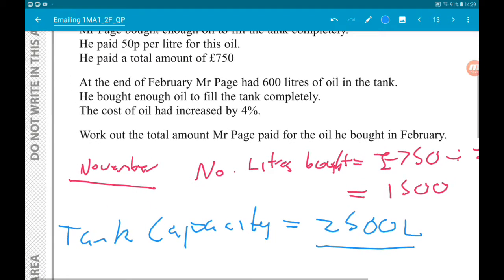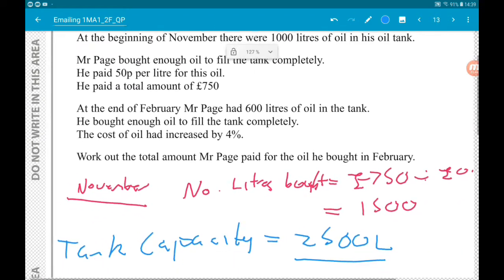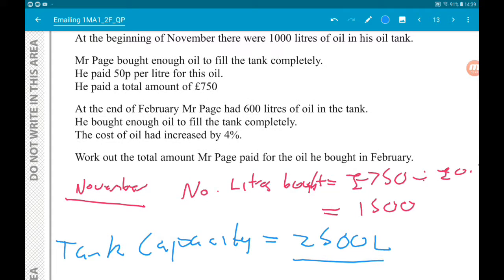Okay, so let's continue with the story. So we're then told at the end of February, Mr. Page had 600 litres of oil in the tank. He then bought enough oil to fill the tank completely. The cost of oil had increased by 4%. We now want to work out the total amount Mr. Page paid for the oil bought in February. Okay.